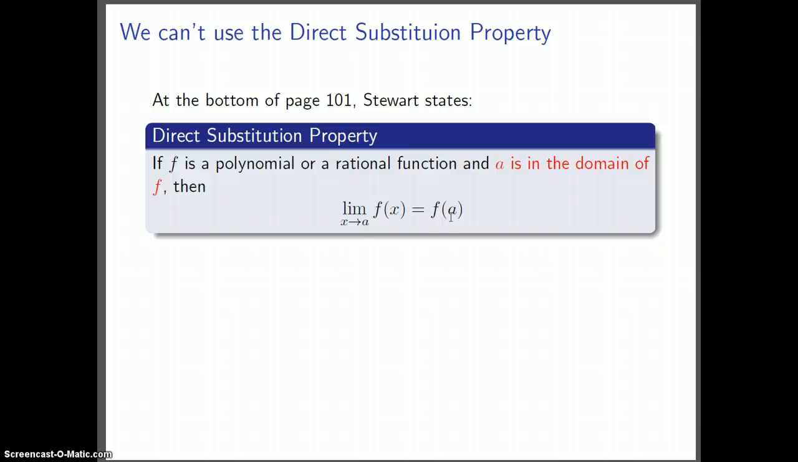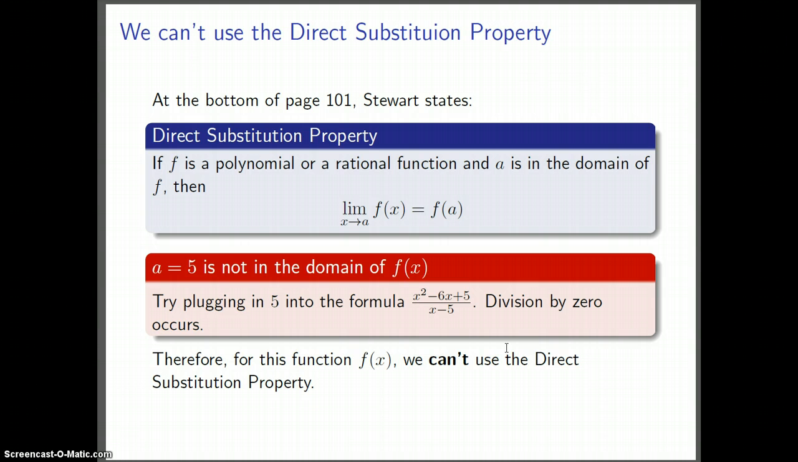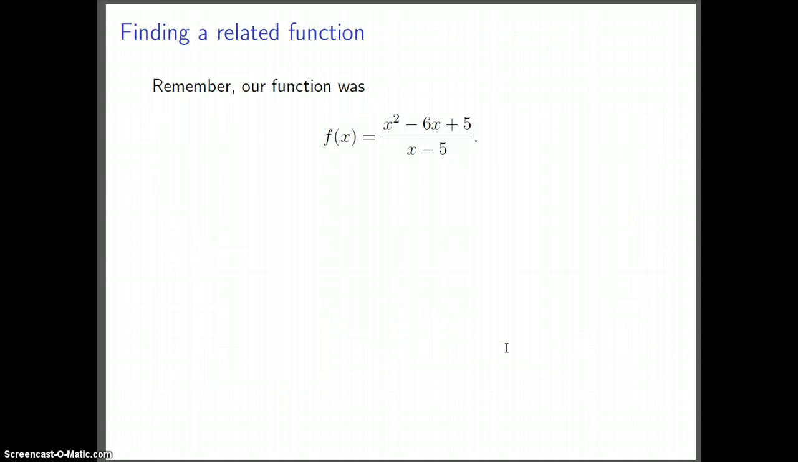But the real problem here is that 5, right? Our current a is 5. 5 is not in the domain of our function f, right? So if you try plugging 5 into this formula, then you're going to get a division by 0. So therefore, for the function that we have, we cannot use the direct substitution property.